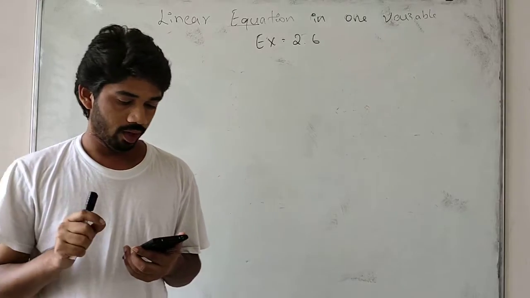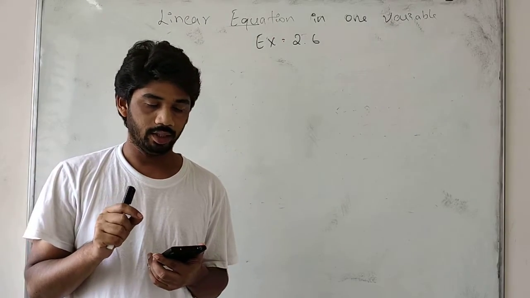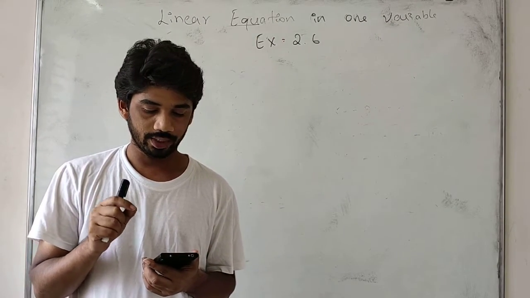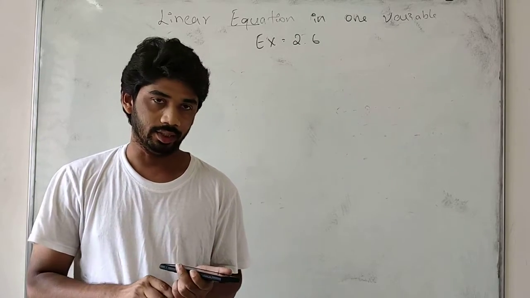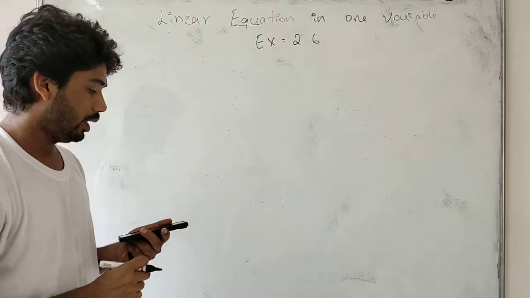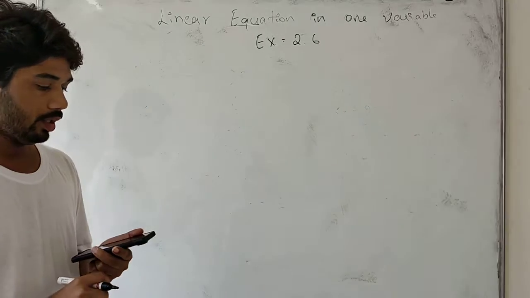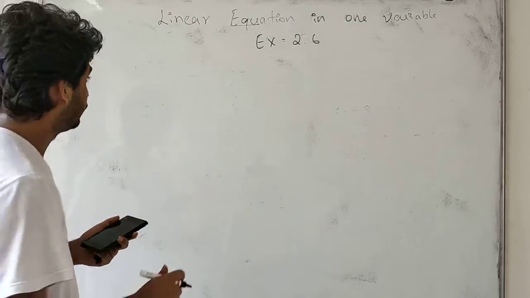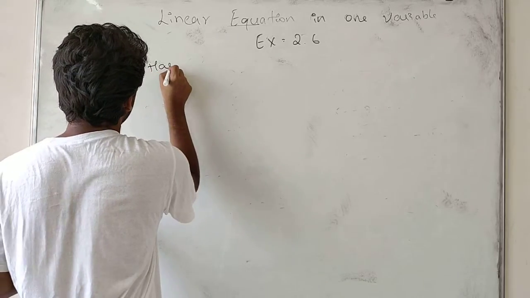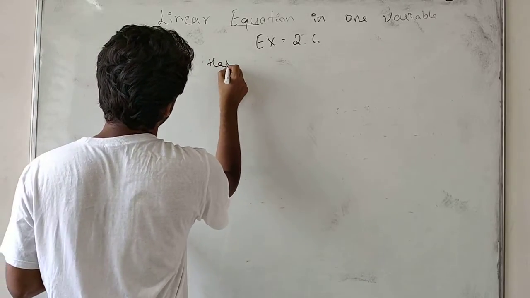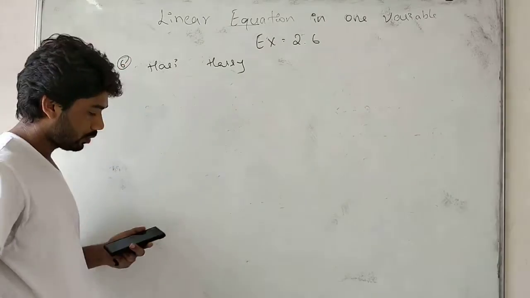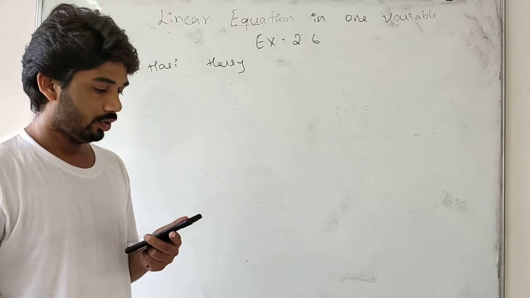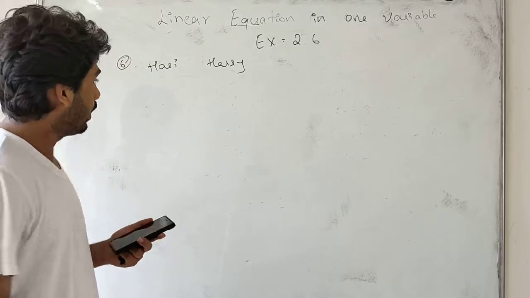The ages of Hari and Harry are in the ratio 5:7. Four years from now, the ratio of their ages will be 3:4. Find their present ages. So we have the ages of Hari and Harry, and their ratio is 5:7.